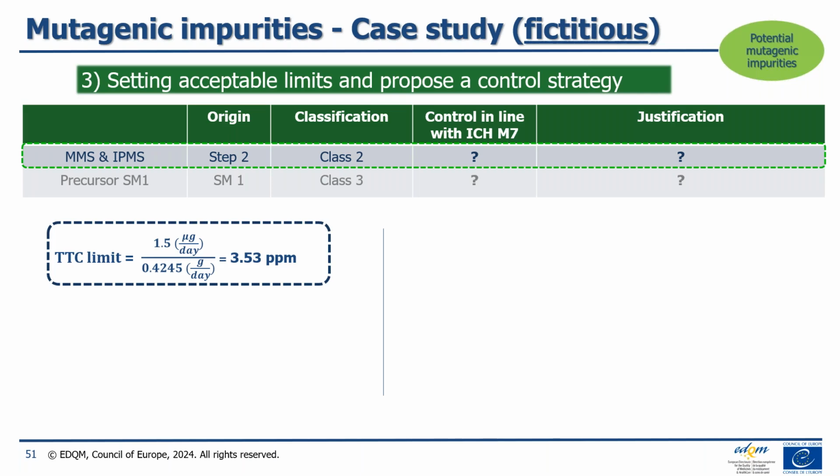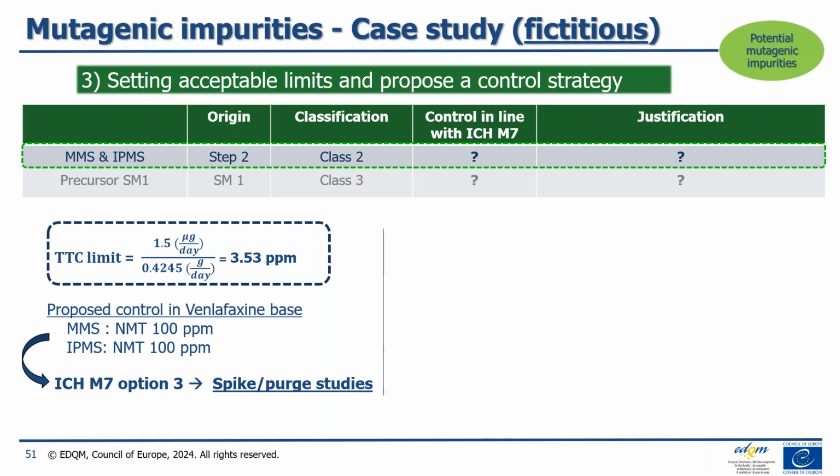So the TTC limit does apply for each of those impurities, which is 3.53 ppm when considering the acceptable intake of 1.5 micrograms per day, because venlafaxine hydrochloride can be used for more than 10 years. So the proposed control is in venlafaxine base, so stage 3 of the process, and the limit of not more than 100 ppm is proposed for each impurity.